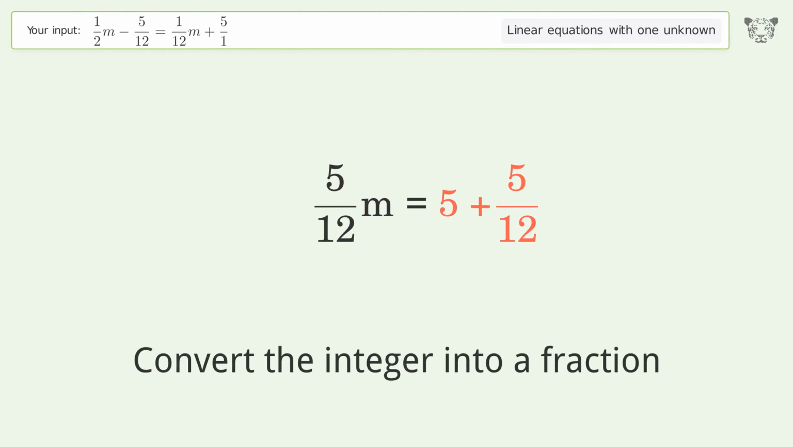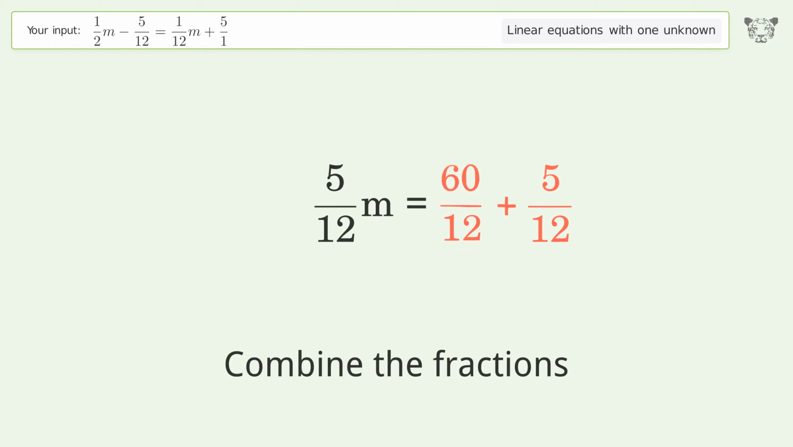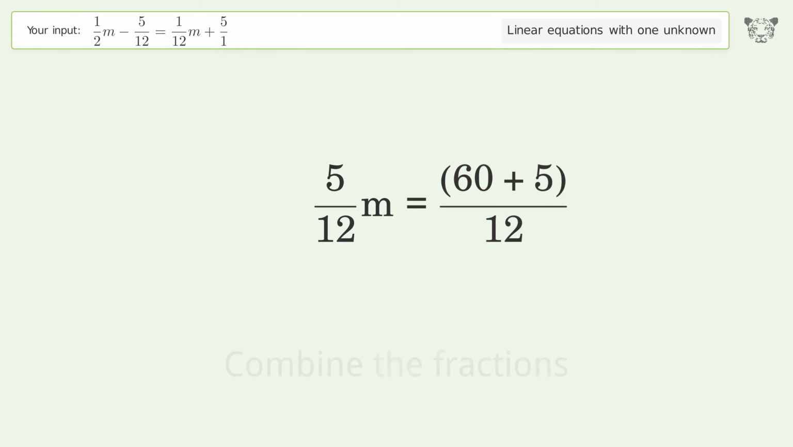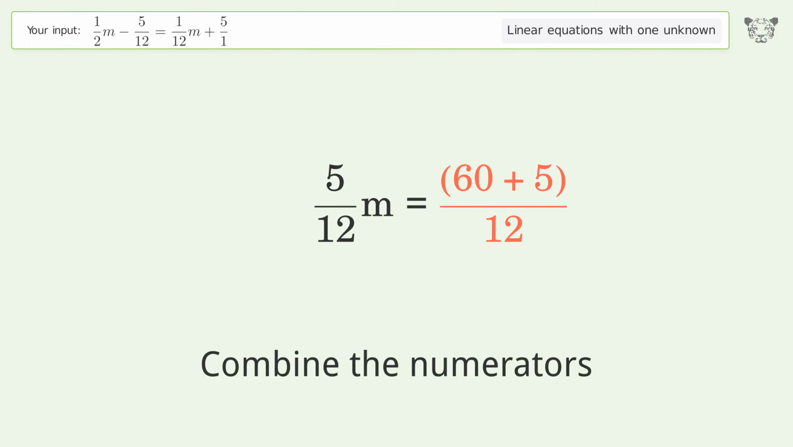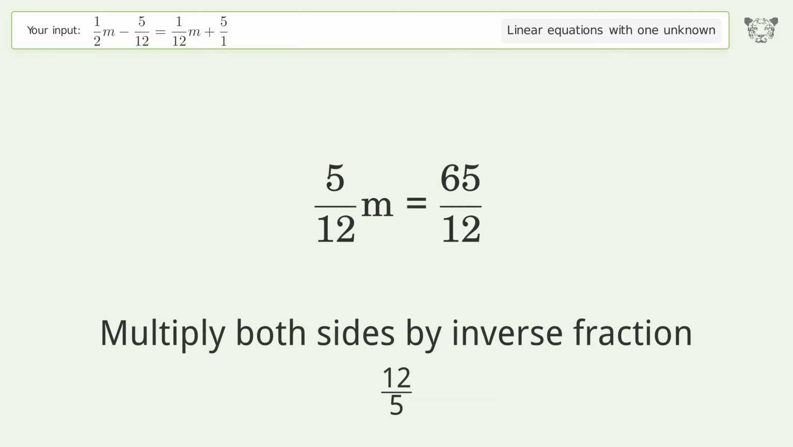Convert the integer into a fraction. Combine the fractions. Combine the numerators. Isolate the m. Multiply both sides by inverse fraction 12 over 5.